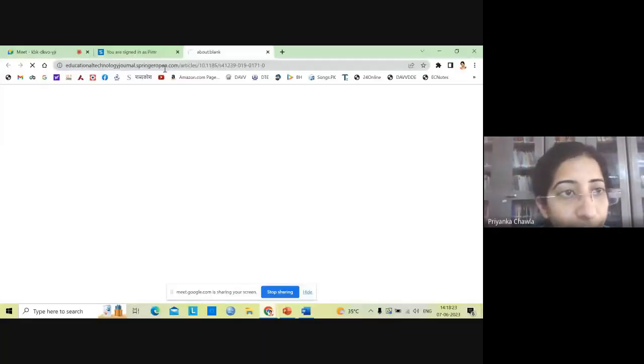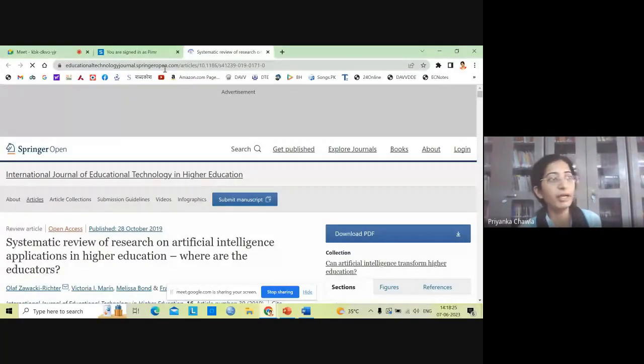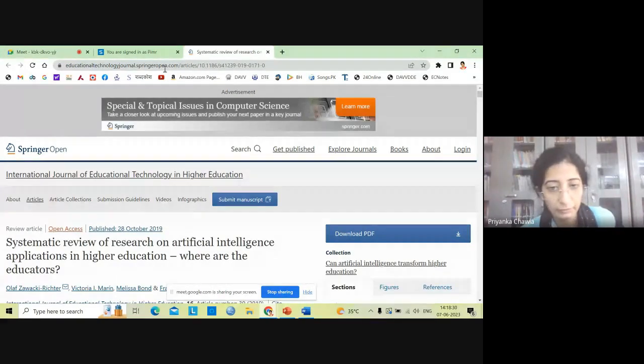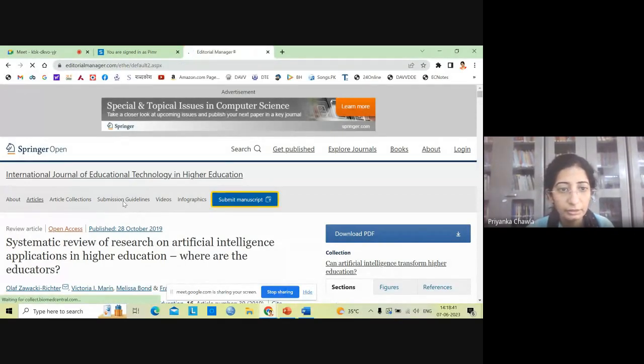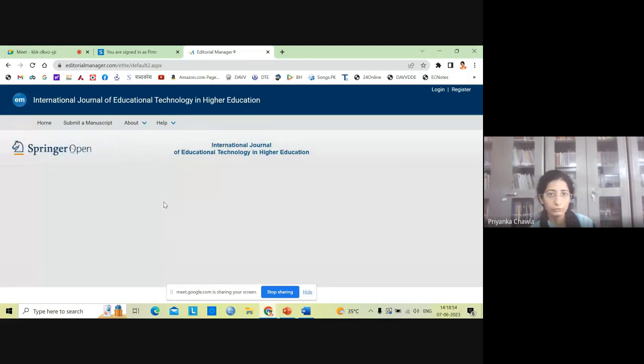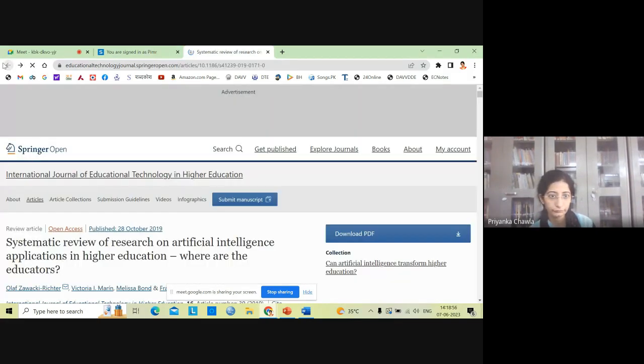See, suppose this is your paper. First, you have to identify in which journal you are going to submit your paper, manuscript. So for the manuscript, it is required to read the instructions. Sorry, the submission guidelines. This is the submission guidelines which you have to read first. So your topic must match with the objective.